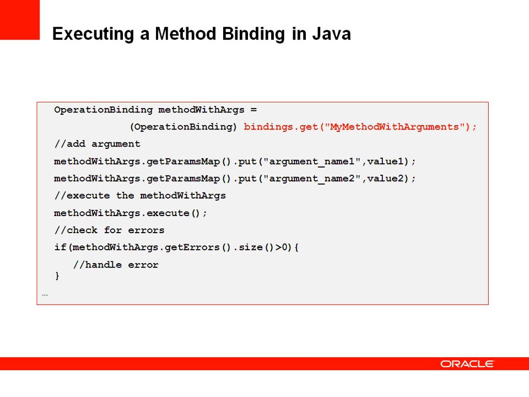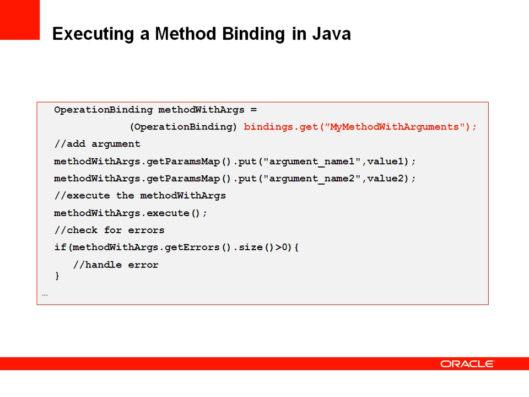Once you have a handle to the operation binding, you can call getParamsMap on it, and then call put, because it's a hash map. You just put the argument name and the value that you query from a binding or from a managed bean or wherever you get the value from. So you can prepare the method call by filling in values for the arguments, and then at the end you call methodWithArgs.execute, in my example, to execute the method and perform the action.